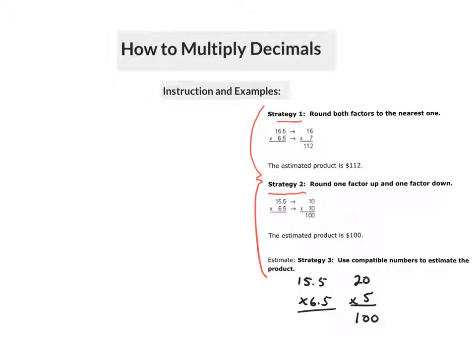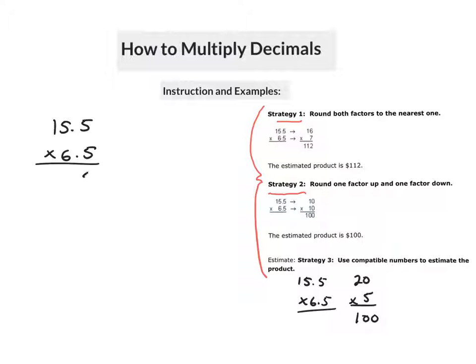So how do you multiply decimals? You'll read that there's different ways to do it. Here's the way I think most students typically do it. So they write the problem out, 15.5 times 6.5. We're totally ignoring the decimals. We just do the multiplication.